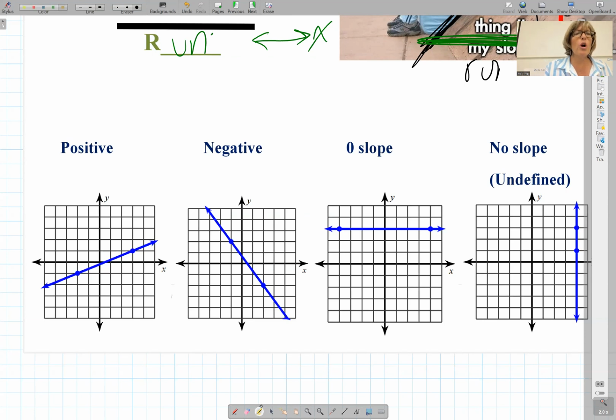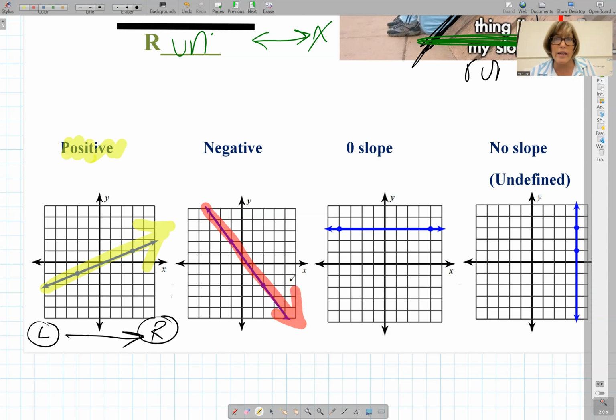Positive goes from left to right. We read graphs left to right, just like reading words, left to right. And when a slope tilts upwards from left to right, it's positive. When it tilts downward from left to right, it's negative.